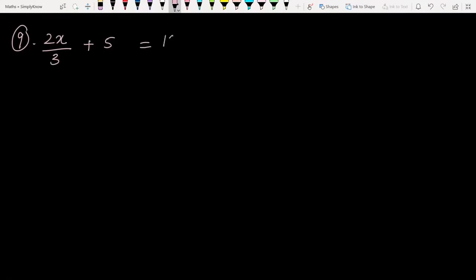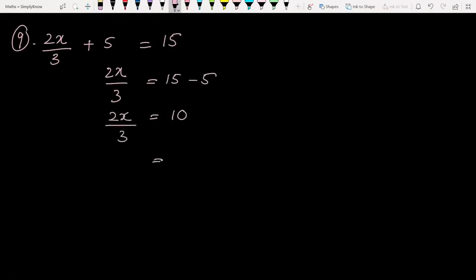Okay, let's solve this equation: 2x over 3 plus 5 equals 15. First of all, we get rid of this addition 5. So what we have is 2x over 3 equals, when we transfer +5 to the other side, it will become 15 minus 5. So here on the right side, we have 10 now. Left side is 2x divided by 3.